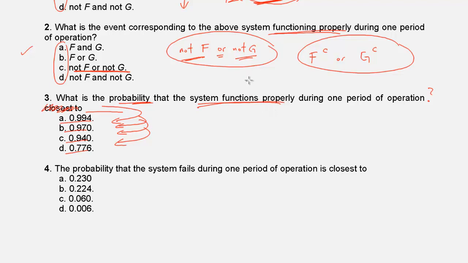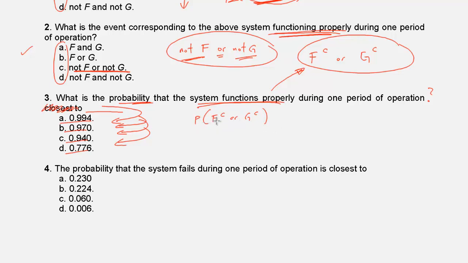We know that that is F complement or G complement. We want the probability of F complement or G complement, because we said that that's the event corresponding to the above system functioning properly. Okay, so how do we do this?